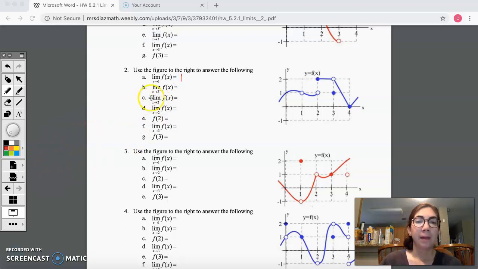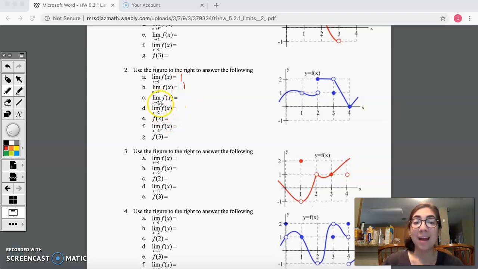Okay? Now take a look at the next one. The limit as x goes to 2 from the negative side. You see that little minus in the exponent? So here's 2. Coming from the left side, the negative side, is this curve here. Okay, so this is from the left. This is from the right. But I want from the left side. So what's the value coming from the left? That's again 1.